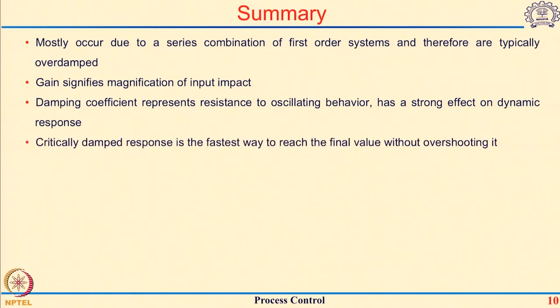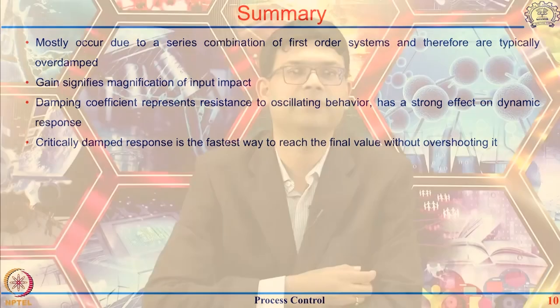The critically damped response is the fastest way to reach the ultimate value without overstepping or overshooting it. If we are okay with overshooting, then the underdamped response will be a faster way to get there, but it may not stabilize at the ultimate value before the critically damped response does.